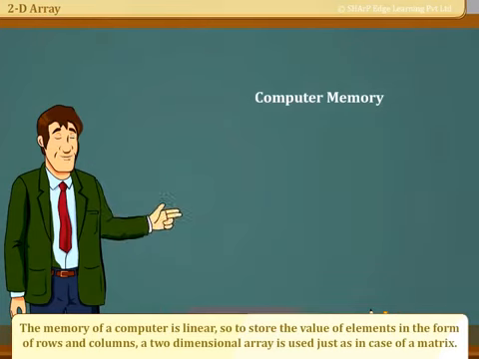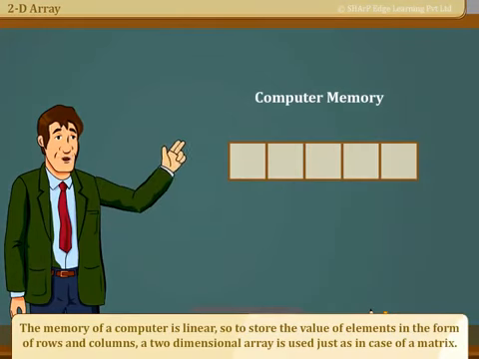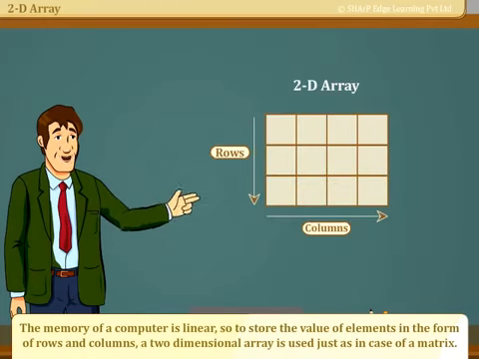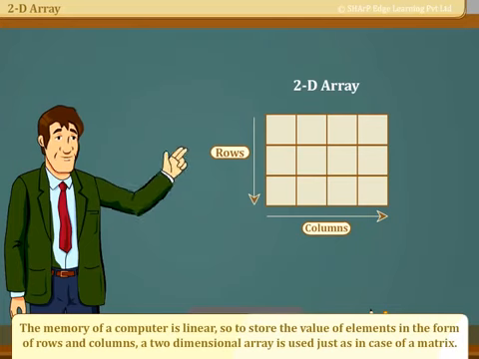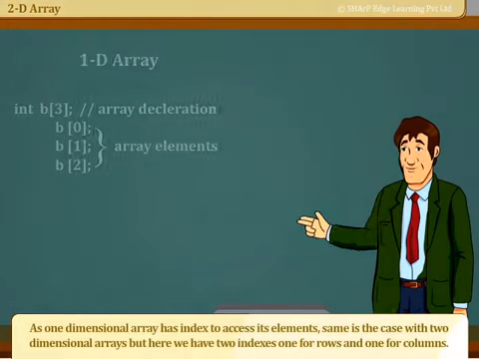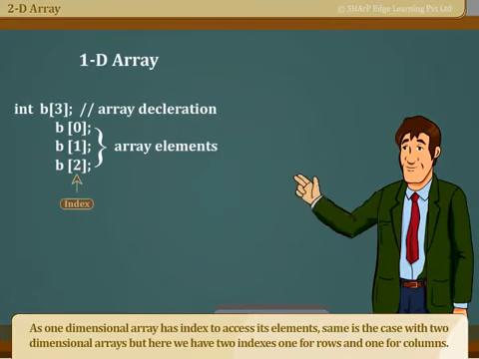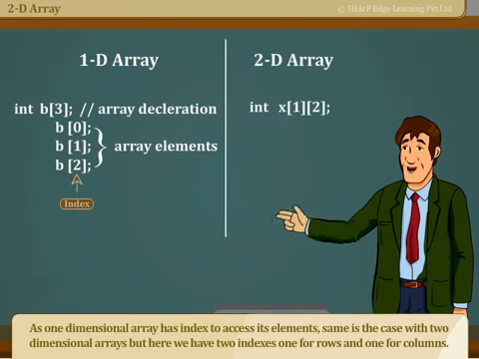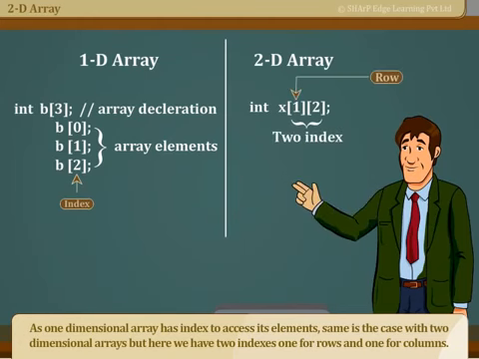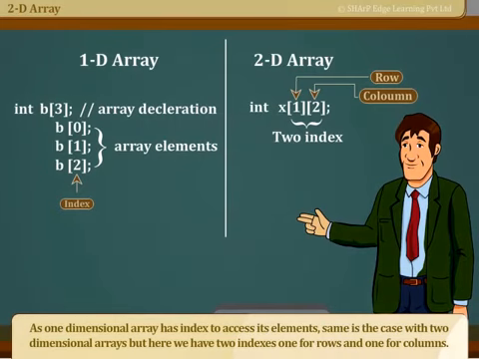The memory of a computer is linear, so to store the value of elements in the form of rows and columns, a two-dimensional array is used, just as in the case of a matrix. As a one-dimensional array has an index to access its elements, the same is the case with two-dimensional arrays. But here we have two indexes, one for rows and one for columns.